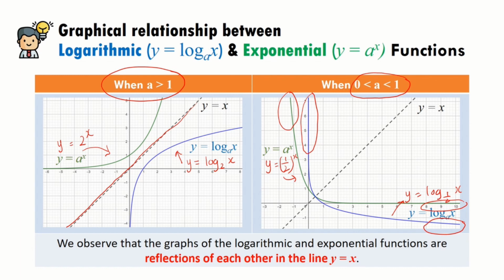Okay, so we cannot say that they are reflections if I had maybe y equals log base 3 of x over here, and over here I have y equals 2 to the power of x. So they cannot be reflections. So the a value needs to be the same.